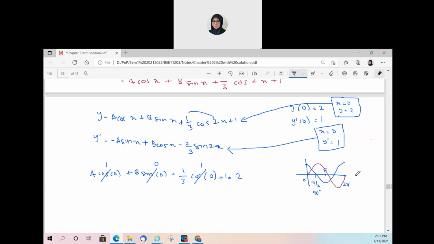And this one is sine graph. Okay. So you look here, sine 0 is 0, cos 0 is 1. So cos 0 is 1, sine 0 is 0. So you have A plus 1 over 3. Oh, sorry. Oh, betul lah. Okay. Plus 1 equals to 2. Then A equals to 2 minus 1 minus 1 over 3, equals to... 2 minus 1, 1 minus, 2 over 3. A equals to 2 over 3.